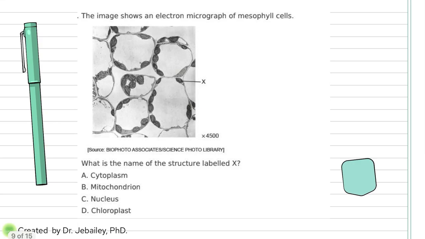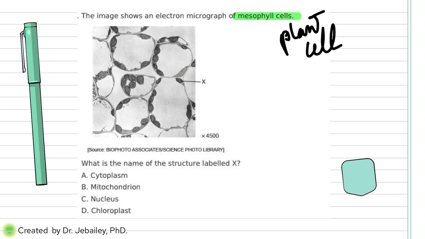Let's go to the next question here. It says the image shows an electron micrograph of mesophyll cells. Again, mesophyll. Students freak out. What is mesophyll? If you did the studies, you know the mesophyll is a plant cell. So mesophyll, palisades, these are all plant cells.